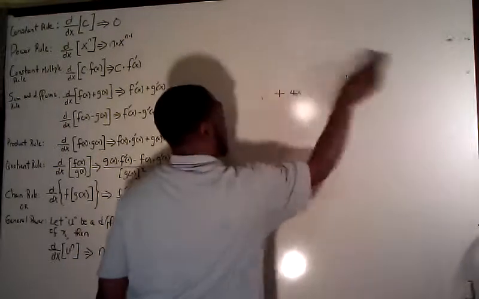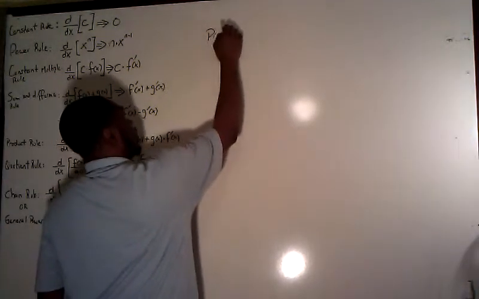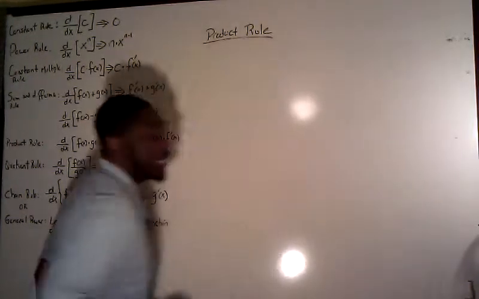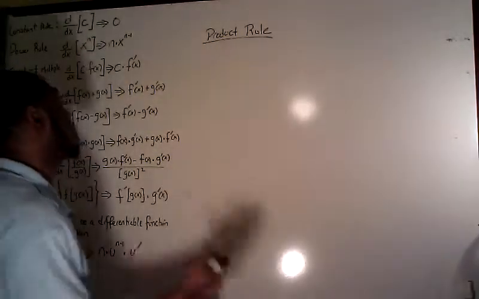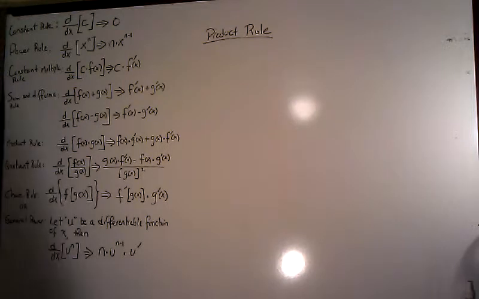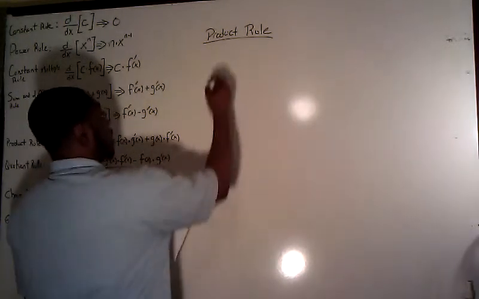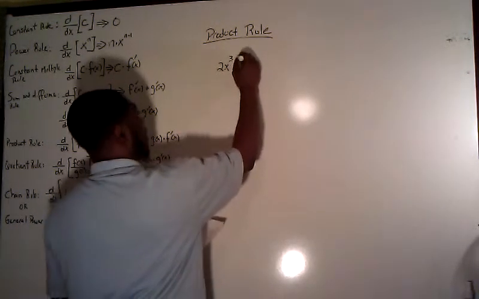Let's go into some more complicated rules. Here, let's go into the product rule. The product rule for the derivative we can use whenever we have a product. So the product rule is used whenever you have a product, you can take the derivative using the product rule. Let's go ahead and look at an example here. Let's say we have 2x cubed times 3x minus 5.